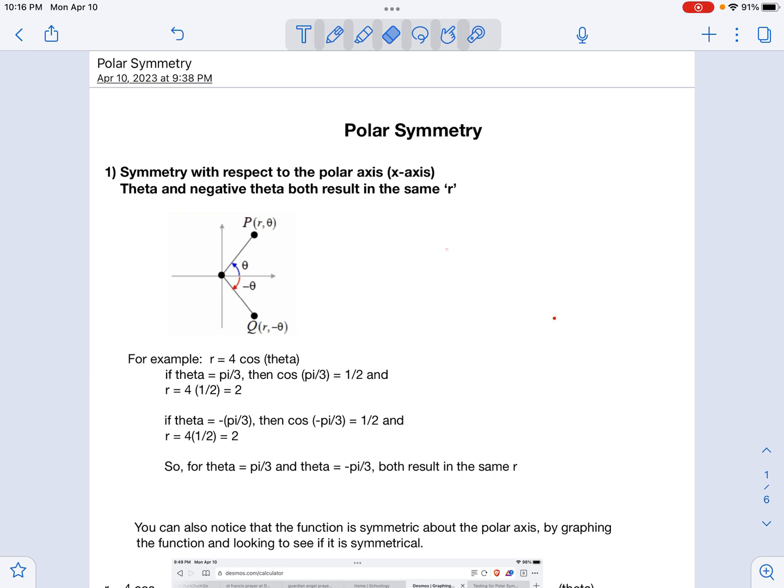For this particular condition, if you look at this graph down here, you can see that it is symmetric with respect to this axis right here. When we're looking at the polar coordinates, we've got the point up here, which is (r, theta), and the symmetric point down here also has r, but it's at negative theta. So you can say that theta and negative theta both result in the same r.